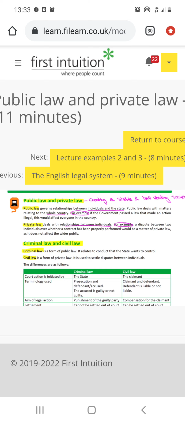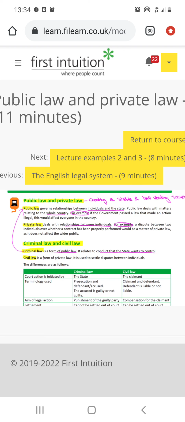Criminal law is a form of public law, which we saw above. It relates to conduct that the state wants to control. So criminal law would prevent any negative effects on society as a whole. Examples here might be armed robbery, theft, burglary, traffic offences, fraud, assault, murder or manslaughter.